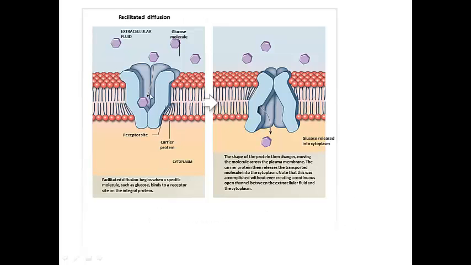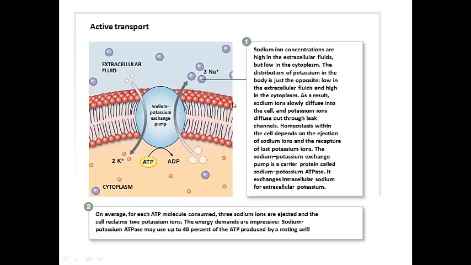All right, and here's an example of facilitated diffusion, where you need the protein that specifically helps bring in that glucose molecule, that carrier protein. And when it binds there, it conformationally changes that protein. It opens up and allows that glucose molecule in.